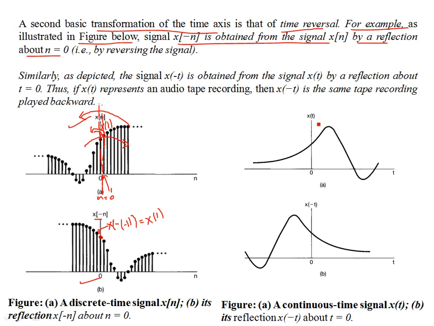Okay, and the same goes for the continuous time case as well. Again, t equal to 0 is the mirror around which you're going to flip your signal. The physical interpretation of this is, for example, if you have an audio tape and you want to play it in reverse, so that the playback is reversed, this is what you're going to experience. Similarly, as depicted, the signal x(-t) is obtained from the signal x(t) by reflection about t equal to 0. That is, if x(t) represents an audio tape recording, then x(-t) is the same tape recording played backwards. So this is the physical interpretation of time reversal.